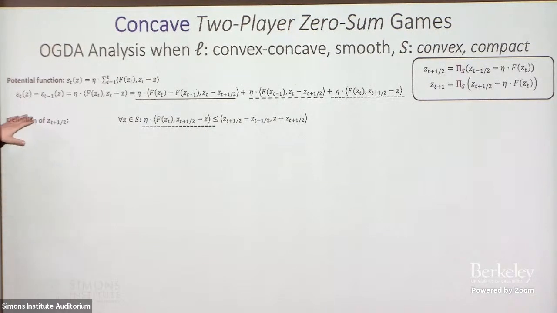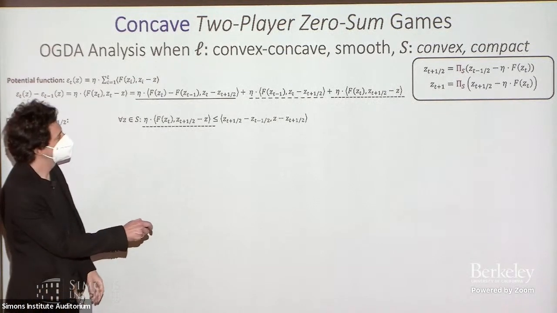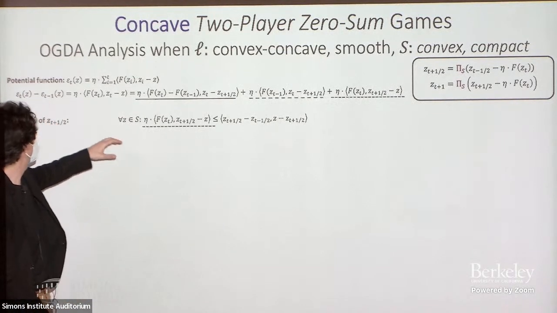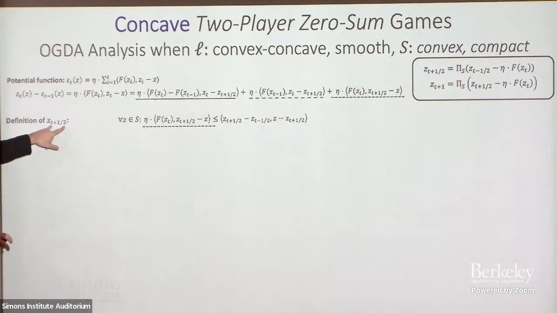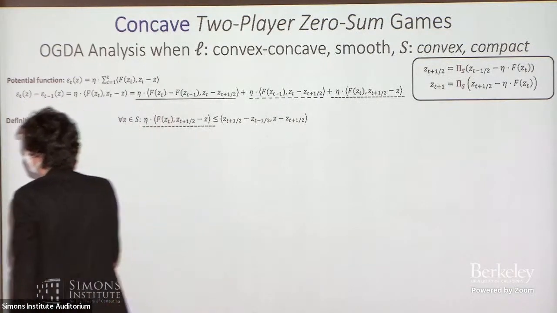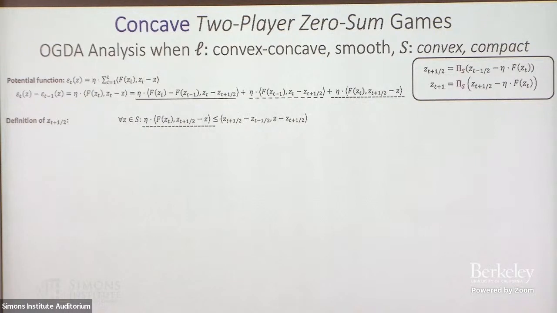So the last one is this term. Now I claim that from the definition of this update, you actually have this inequality: for any point z in your domain, this inner product is bounded by this. Let's try to see why this is true. I didn't prepare the right picture here, so let's see. I have this update.